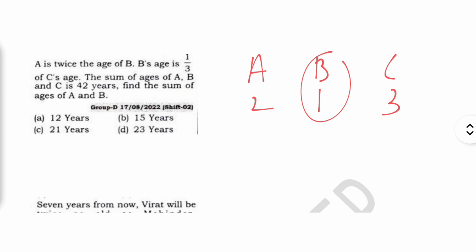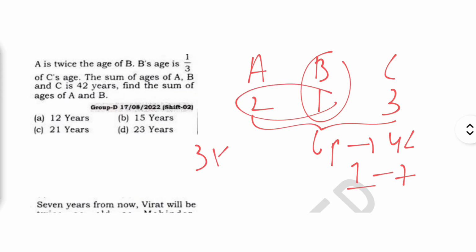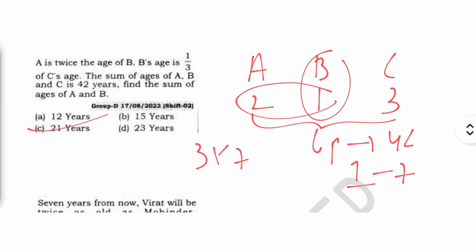The sum of the ages a, b and c is 42. So this is nothing but 3, 4, 5, 6. 6 parts is nothing but 42. One part is how much? 7. Find the sum of the ages of a and b. A and b is how many parts? 3 parts. 3 into 7 is how much? 21.